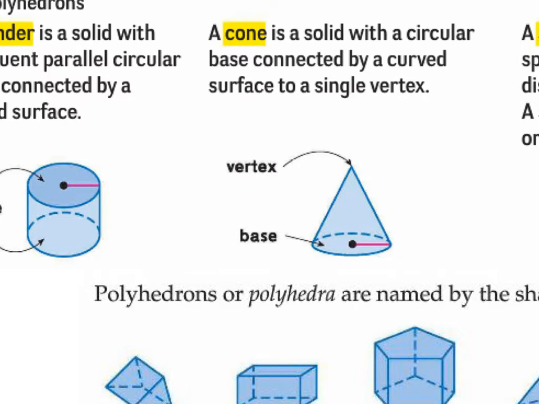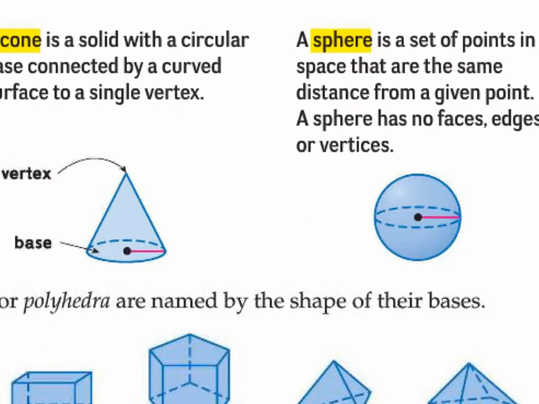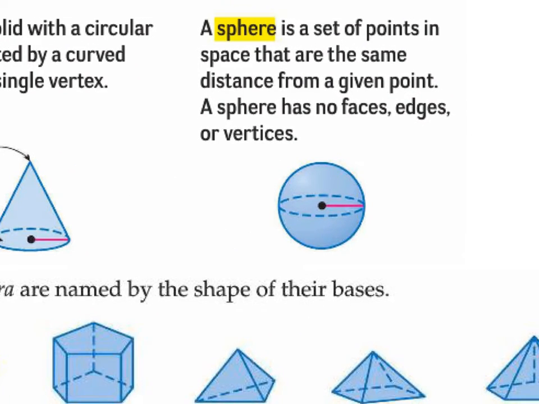Okay, and then we'll also be talking about spheres in this course. A sphere is a set of all points in three-dimensional space that are the same distance from a given point. A sphere has no faces, edges, or vertices. Now, if we were to take this phrase out of space and just talk about a flat surface and all the points that are the same distance from a given point, we would be talking about a circle. But in three-dimensional space, all the points that are the same distance from a given point called the center would form a sphere.